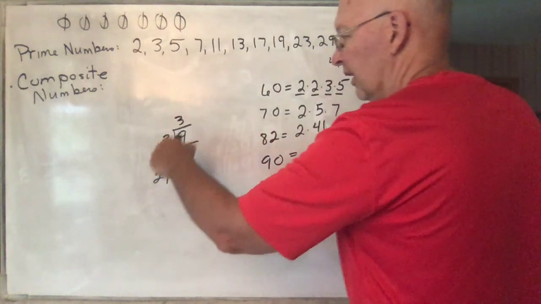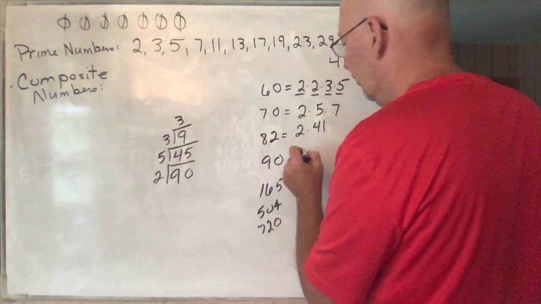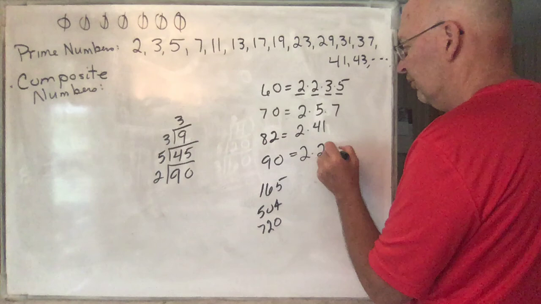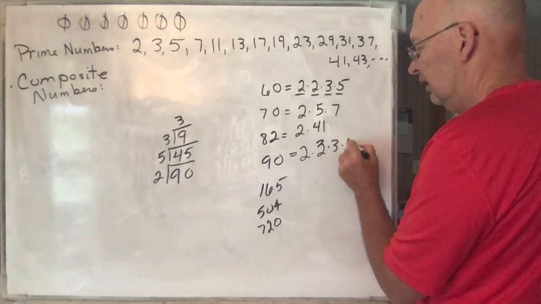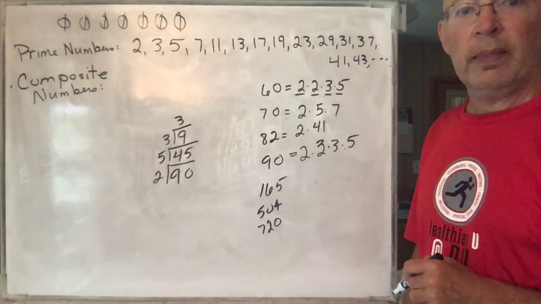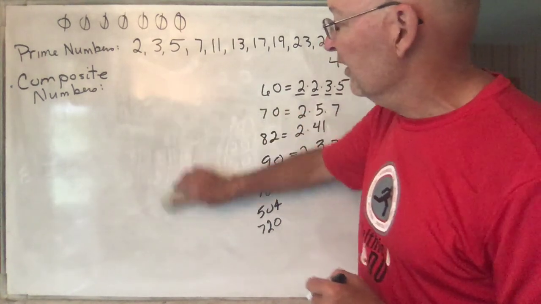And I always like to, again, I can put them in any order. I like to start with the smallest. So I'm going to write 2 times 3 times 3 times 5. See how that works? How about 165?